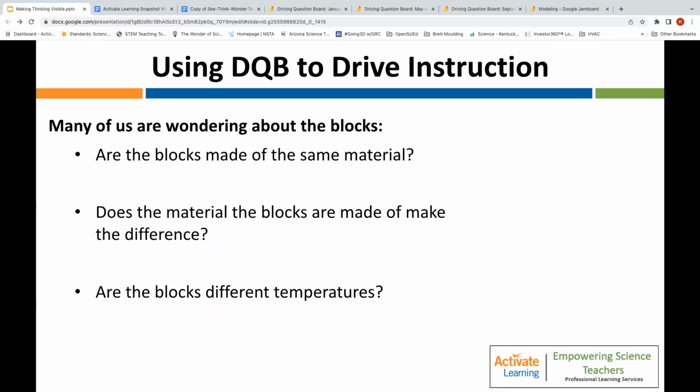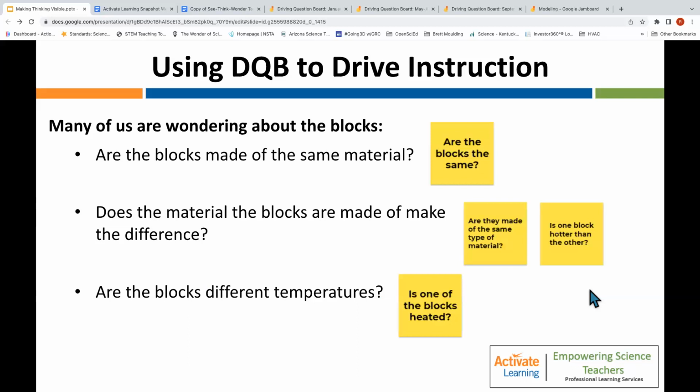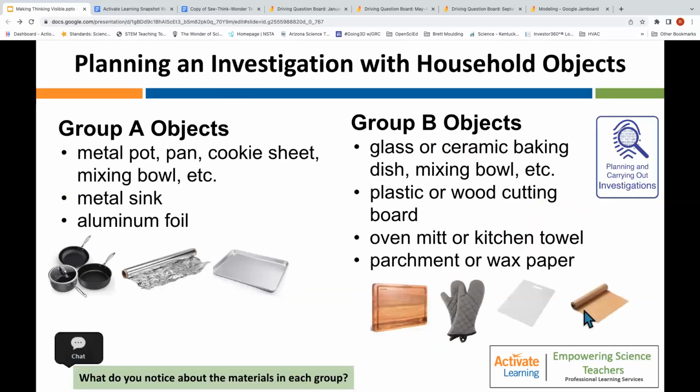Seems like a lot of you are very much wondering about the blocks. Are they made of the same material? Does the block material make a difference? And are they the same temperature? So does it make sense that we think about the blocks first and then add in some temperature? Let's go on our journey, since that's what you guys want to do. You definitely wanted to take the temperature and want to try different materials. So let's do that. Here we go.